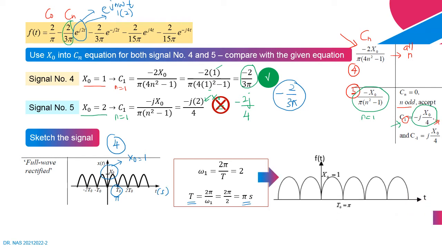Then you can sketch your final answer or final signal. So it is full wave rectified. So replace x0 with the value equal to 1 and t0 equal to pi, and the unit is second.